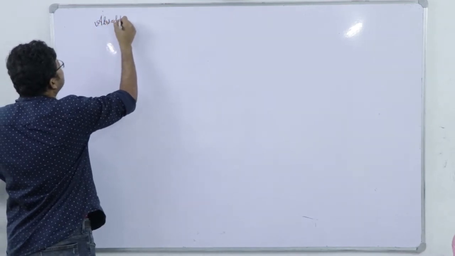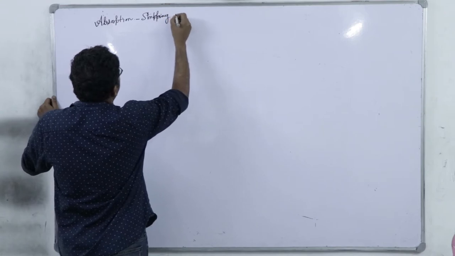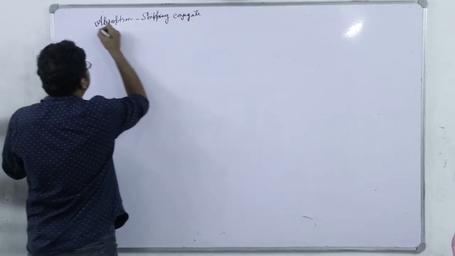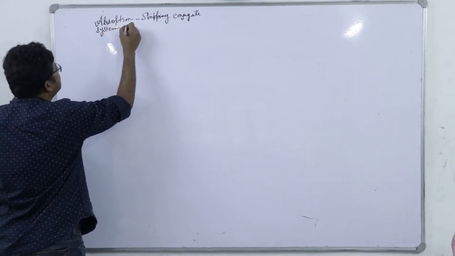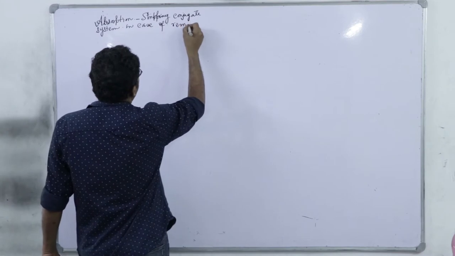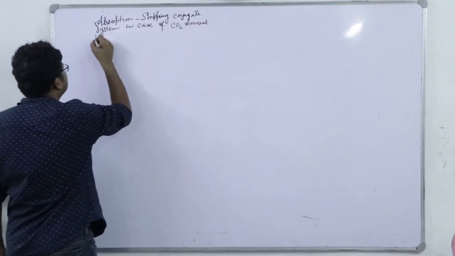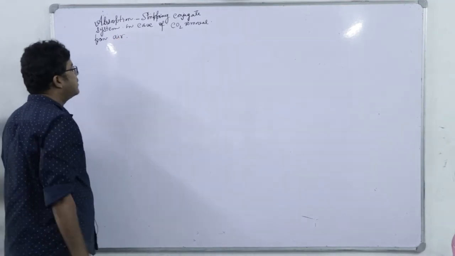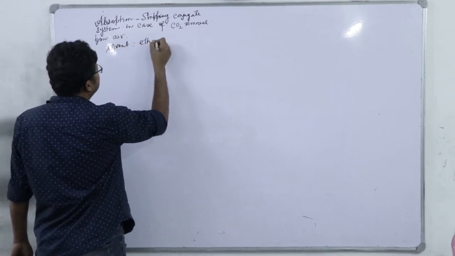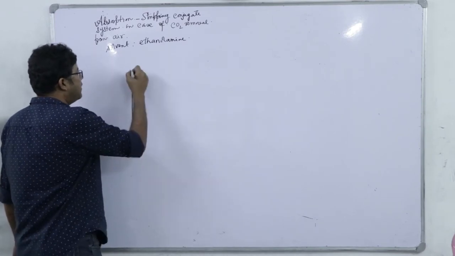So, to start with, first we have to understand the absorption stripping conjugate system. In a specific case we are considering here, CO2 removal from air. Right. So, here we choose the solvent to be ethanol amine maybe. Right. So, first we have the absorption tower.